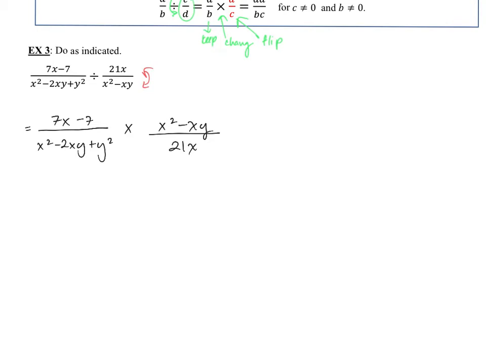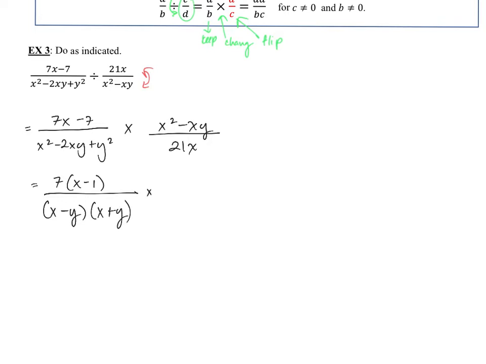Alright, so now we have multiplication problems. What I want to do first is factor. Factoring the top, let's see what's in common there. They both have a 7, so you can take that out. So that's x minus 1. Then let's factor the bottom. That looks like it factors into x minus y, x plus y.